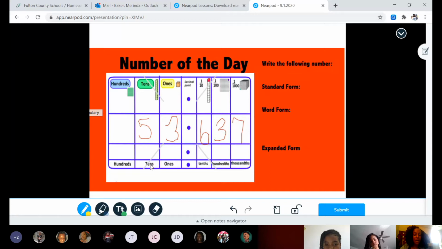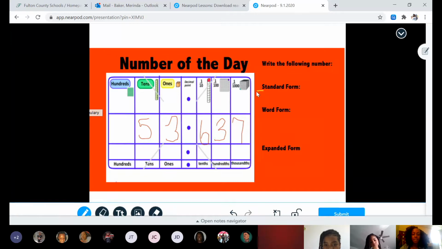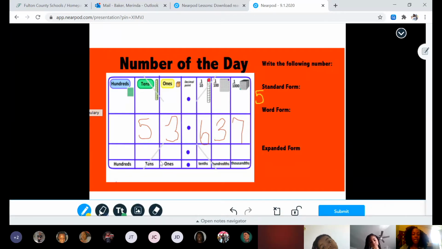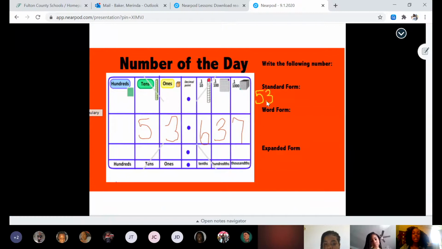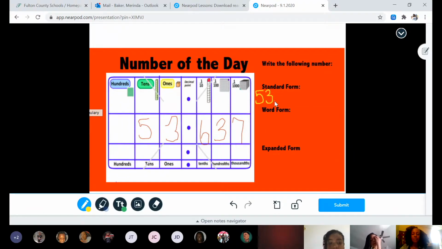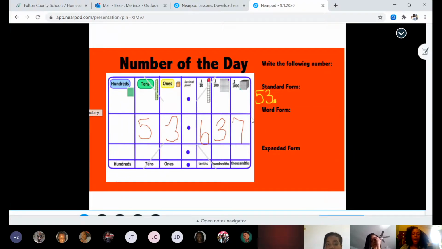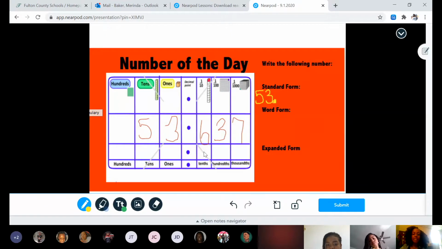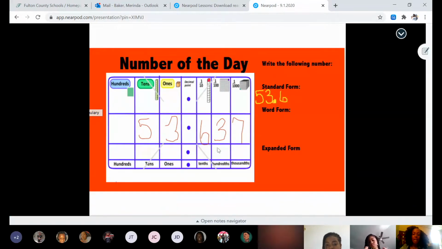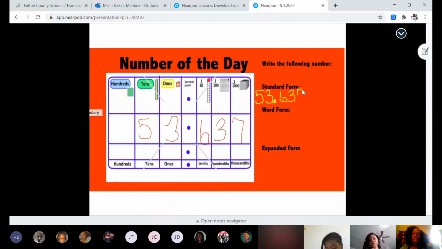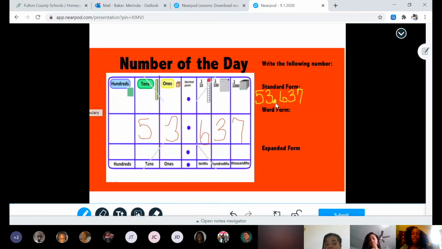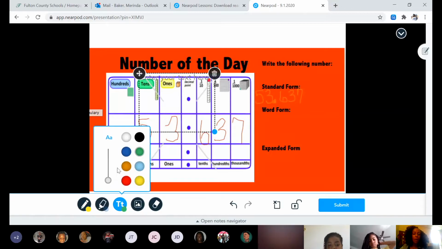So I see that there is a 5 in my tens place. Notice I said tens with an S, not tenths like the decimal, but tens. I have a 3 in my ones place. Next, I have a decimal. I have a 6 in my tenths place, a 3 in the hundredths place, and then lastly, a 7 in my thousandths place. Now, I need to write this in word form, so I'm going to bring my typing text box right over here.